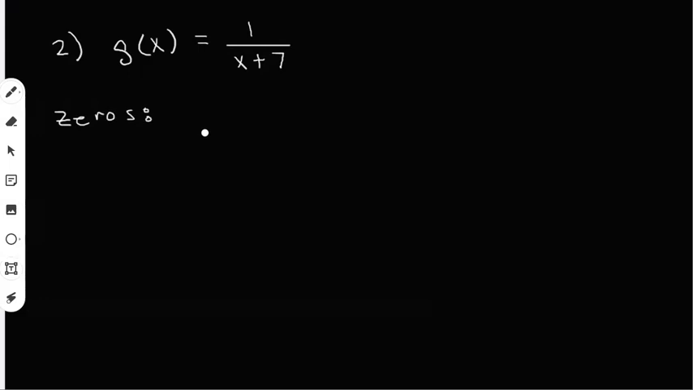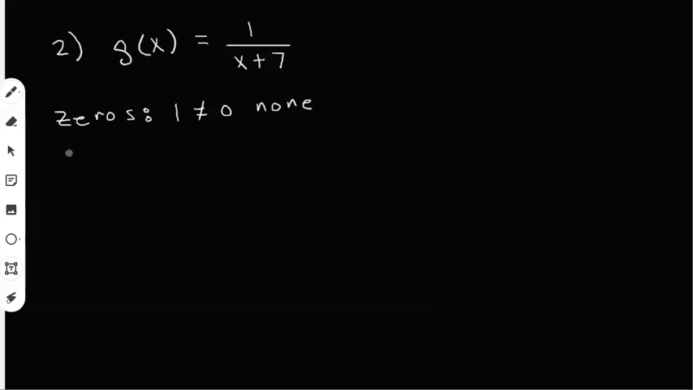When I set the top equal to 0, I get 1 is equal to 0. Okay? Now, is that true? Does that make any sense? No, obviously it doesn't. So there are going to be none. I say none because there are no zeros, no x-intercepts.